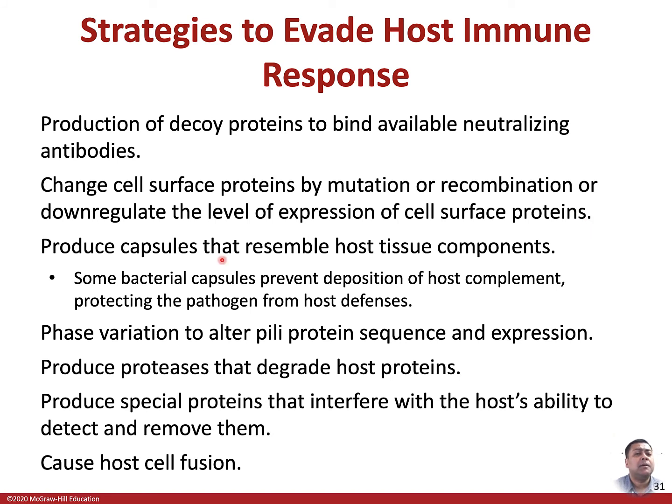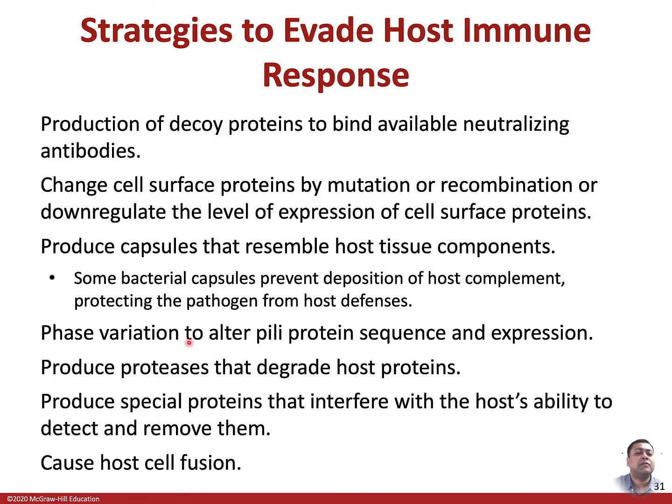They can produce capsules that look like the host tissue components, and some bacterial capsules also prevent the deposition of the host complement system, protecting the pathogen from the host defense system. The host complement system is a wide array. We're going to talk about it somewhere else, but it is basically a number of proteins present in the serum in our blood. These proteins can lyse bacterial cells. Some bacterial capsules can prevent the deposition of the host complement system. So this is some of the mechanism by which they can survive.